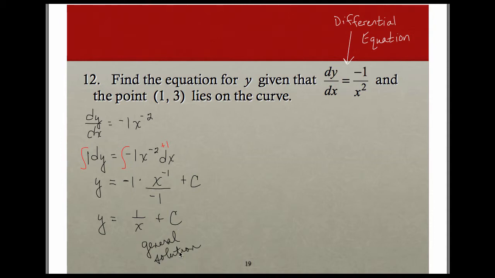Okay, and now we're just going to go ahead and use the fact that we know the point (1, 3) lies on the curve to go ahead and find c. All right, so the y value obviously is 3. We're going to put 1 in place of our x. So 2 is equal to c, obviously. So in the end, our function is 1 over x plus 2. Not so hard. And this would be, of course, your particular solution.